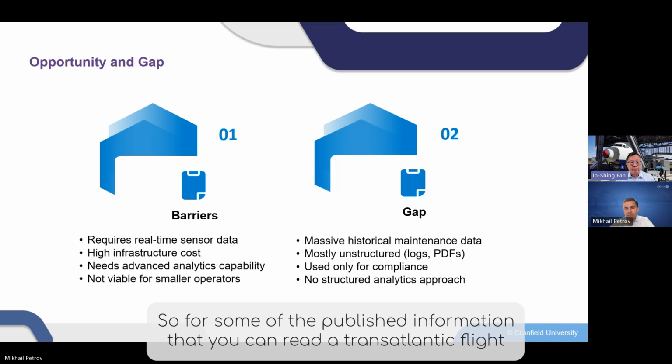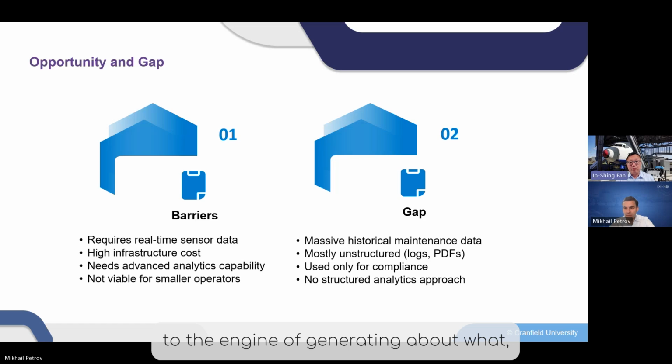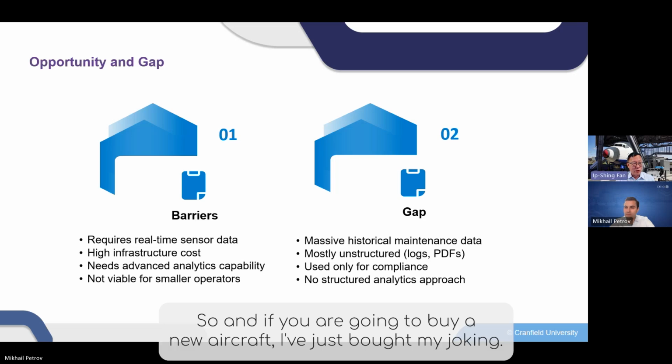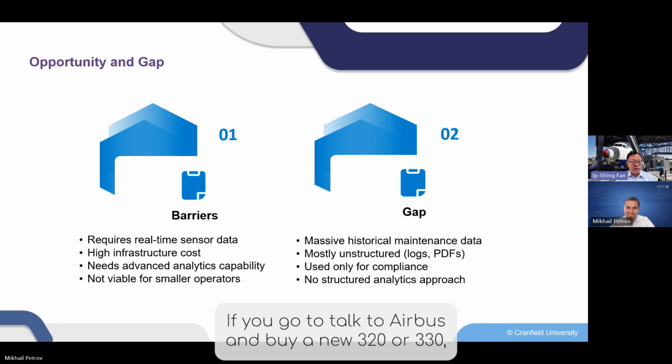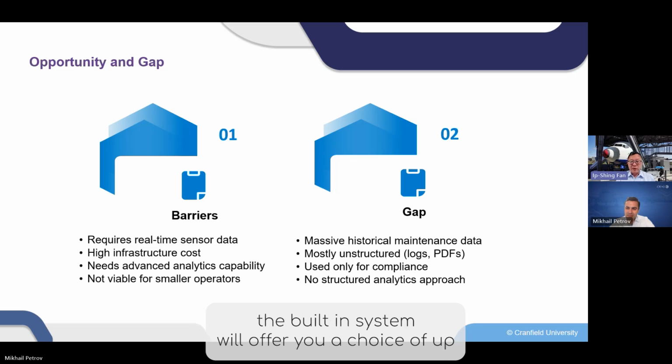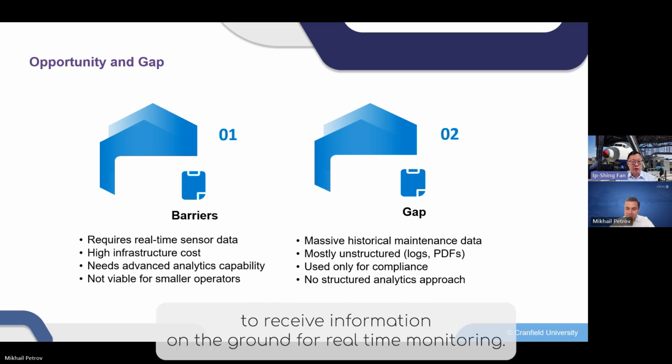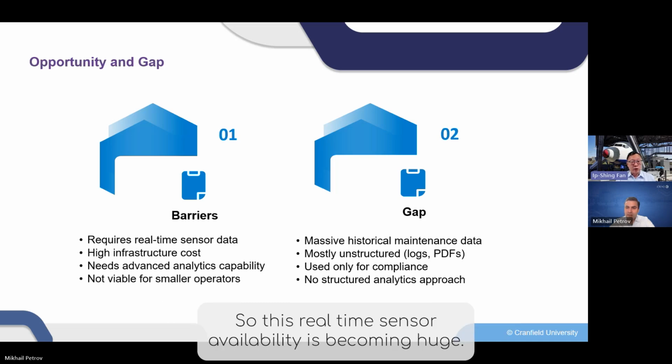So for some of the published information that you can read, on a transatlantic flight the engines are generating about a terabyte worth of data. And if you are going to buy a new aircraft, I've just bought mine, well, joking, not exactly, but I was kind of exploring. If you go to talk to Airbus and buy a new 320 or 330, the built-in system will offer you a choice of up to 34,000 lines of data that you may be able to receive on the ground for real-time monitoring. So this real-time sensor availability is becoming huge.